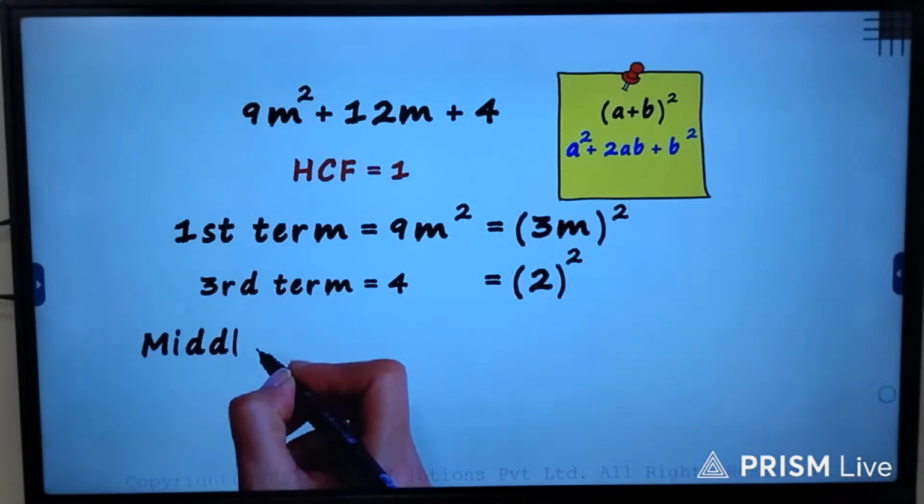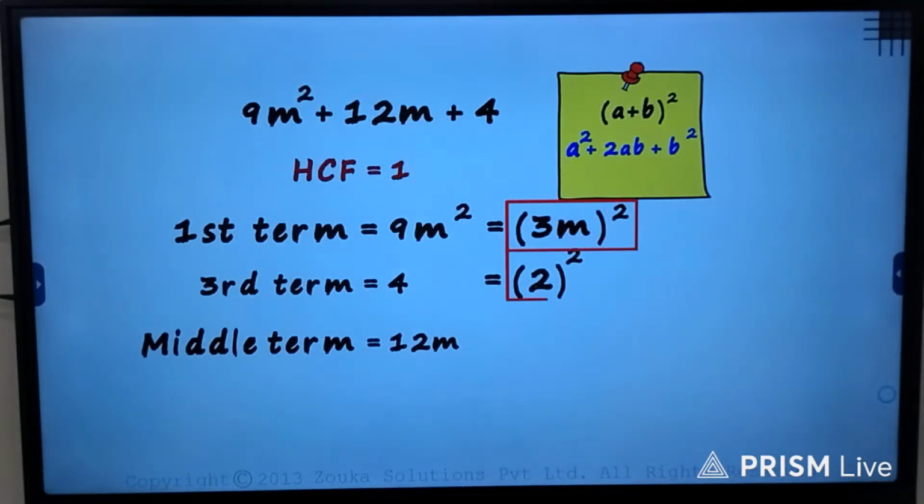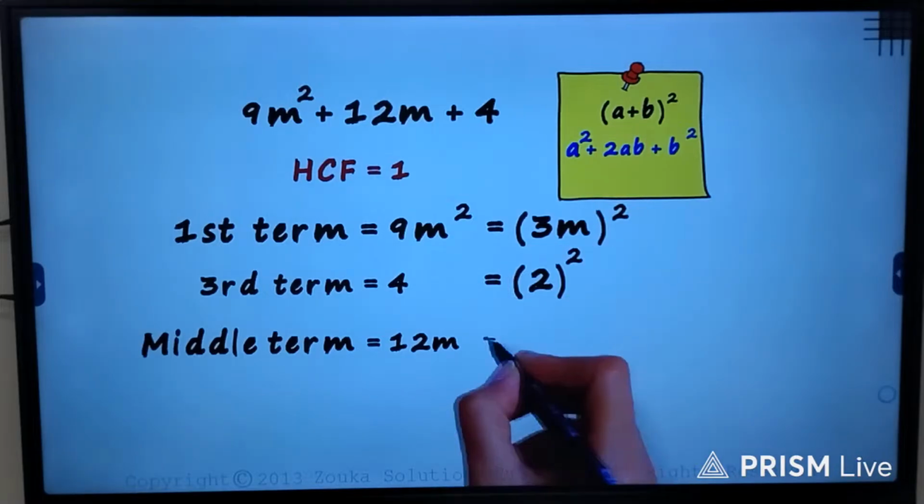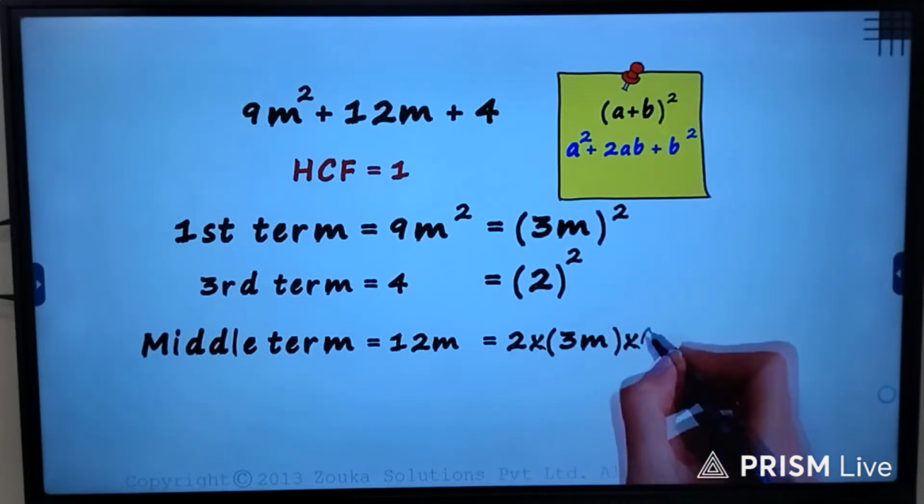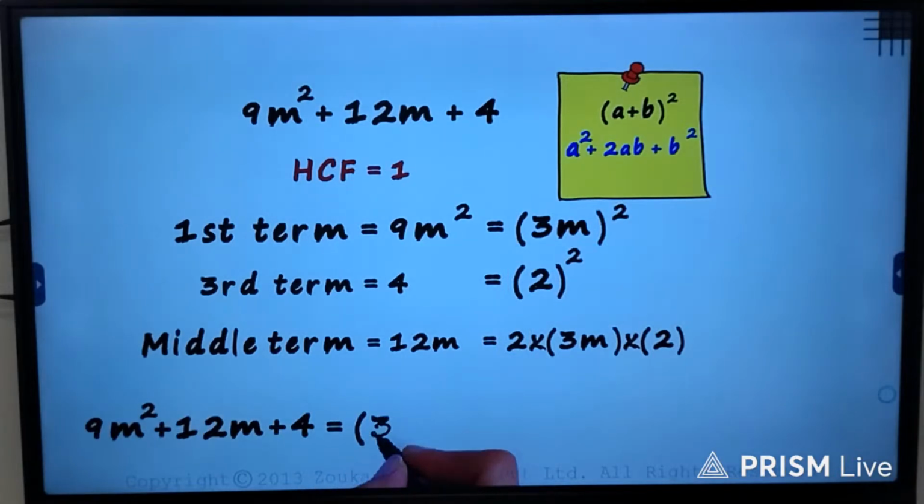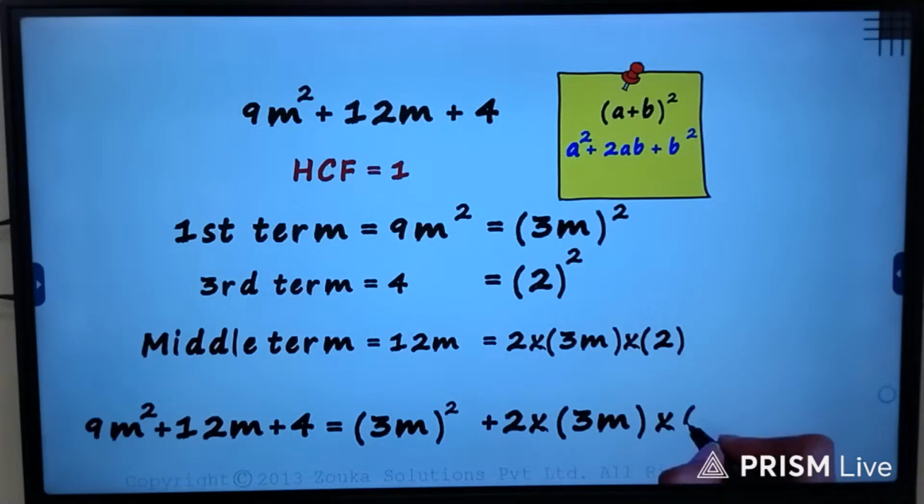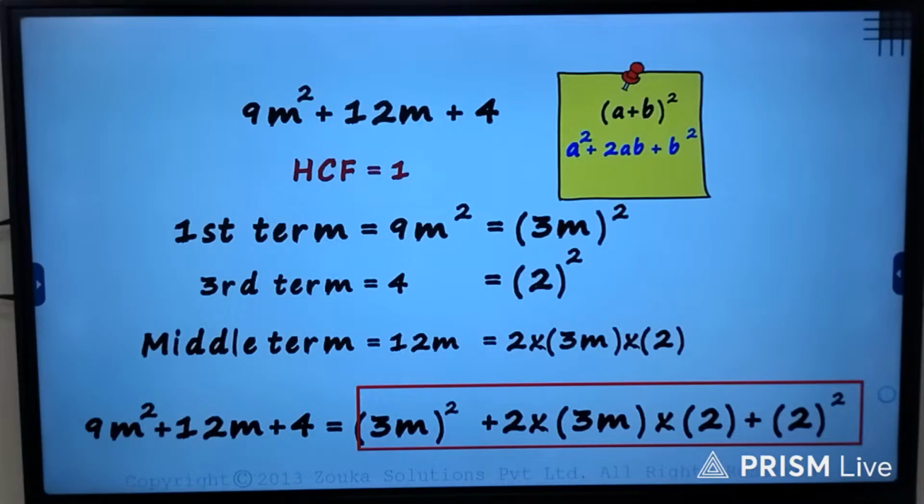Now we will have the middle term. How can we write 12m? Can it be written in terms of the first and last term and in this form? Yes, we can write it as 2 multiplied by 3m multiplied by 2. Observe how we split the middle term. We made sure that these two terms are present and the factor of 2 is also present. So we rewrite the polynomial as 3m the whole square plus 2 multiplied by 3m multiplied by 2 plus 2 squared. Does this expression look familiar to you?